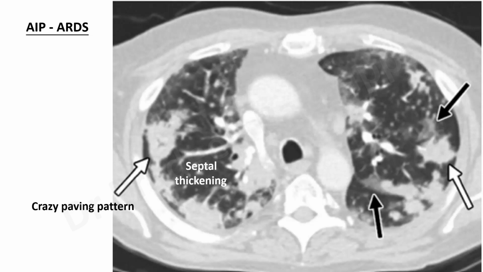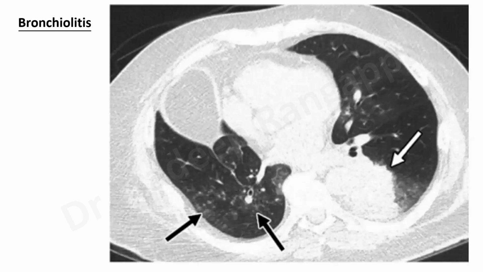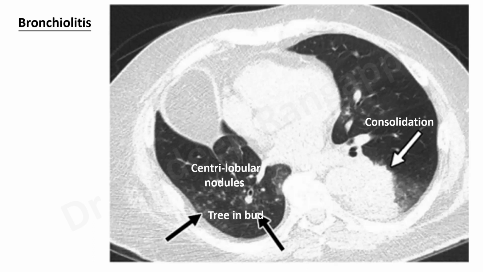So the whole purpose of this is to appreciate that all these immunotherapy agents and the chemotherapy agents have a propensity to cause something called pneumonitis, which you need to recognize. Bronchiolitis is very subtle. As you see, this is a typical feature where you have a tree-in-bud sort of feature, centrilobular nodules, and then areas of consolidation more confined to the lower lobes.